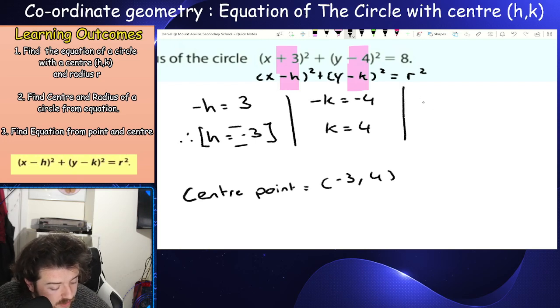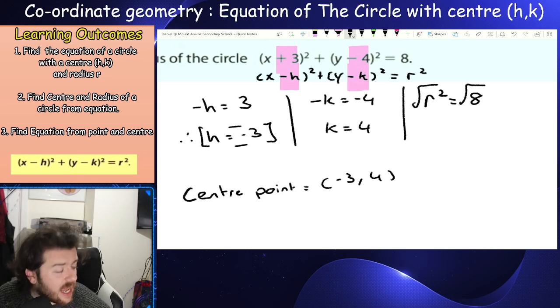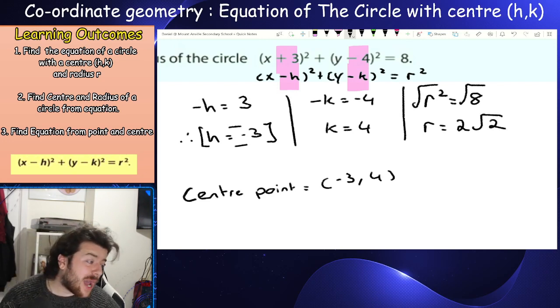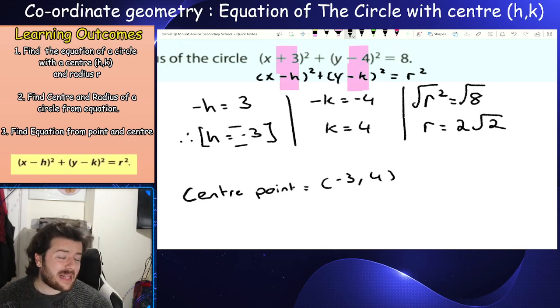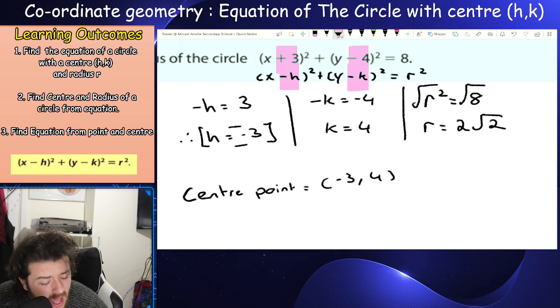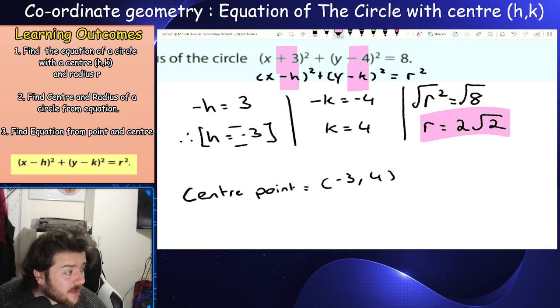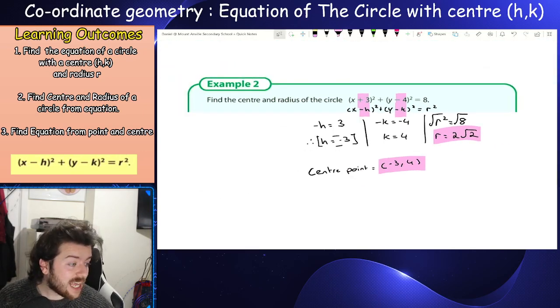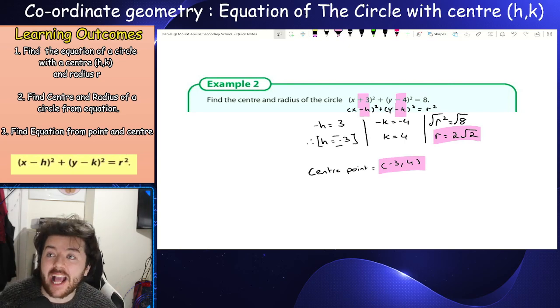So I have now here, r² is going to be equal to 8. Square root both sides to get r on its own. I have r is equal to the square root of 8. If you put that in your calculator, you're going to get 2 root 2. If you don't know how to do it, just put it in your calculator and click equals. It's not hard. So the radius is equal to 2 root 2, and the center point is (−3, 4) of this equation of a circle.